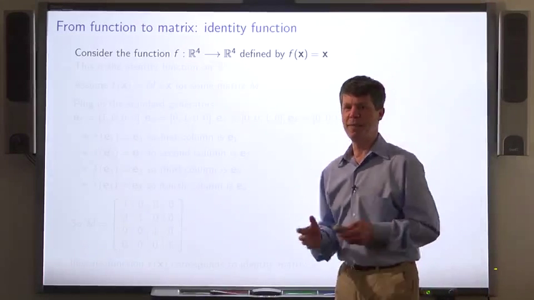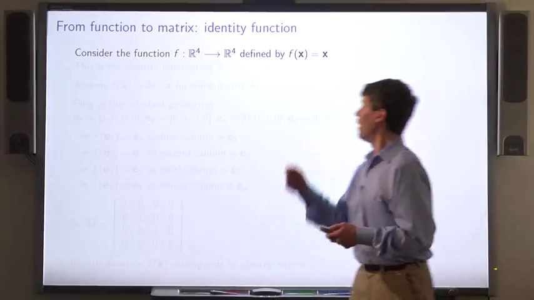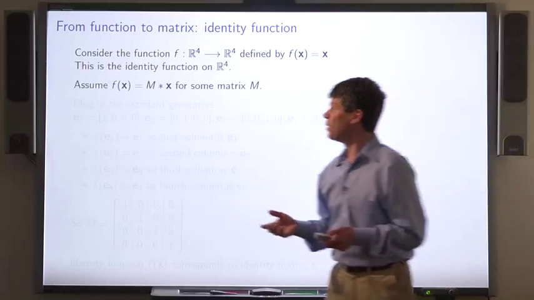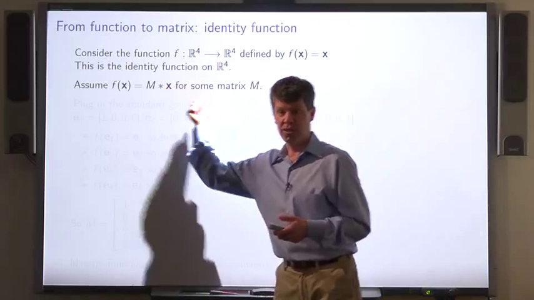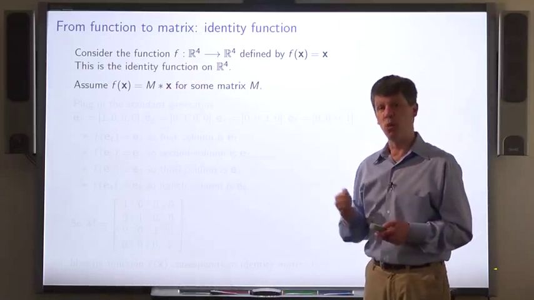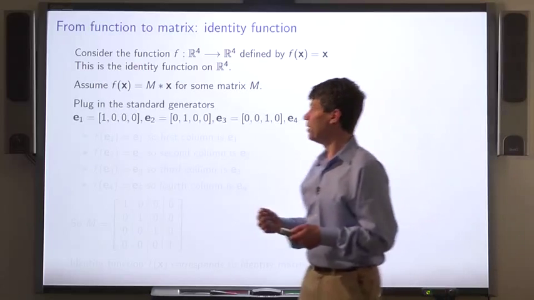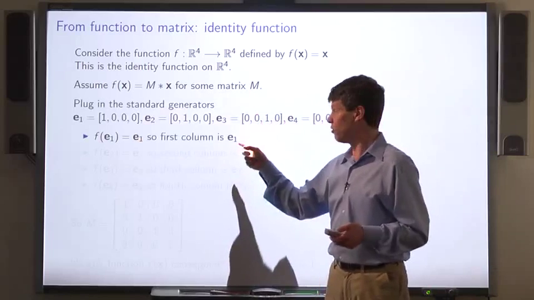Here's a simple example. Consider the function from R4 to R4 defined by f of x equals x. That's just the identity function. Now let's assume that f of x equals M times x for some matrix M, and let's figure out what matrix. Well, we plug in the standard generators. f of e1 equals e1. So the first column is just e1.